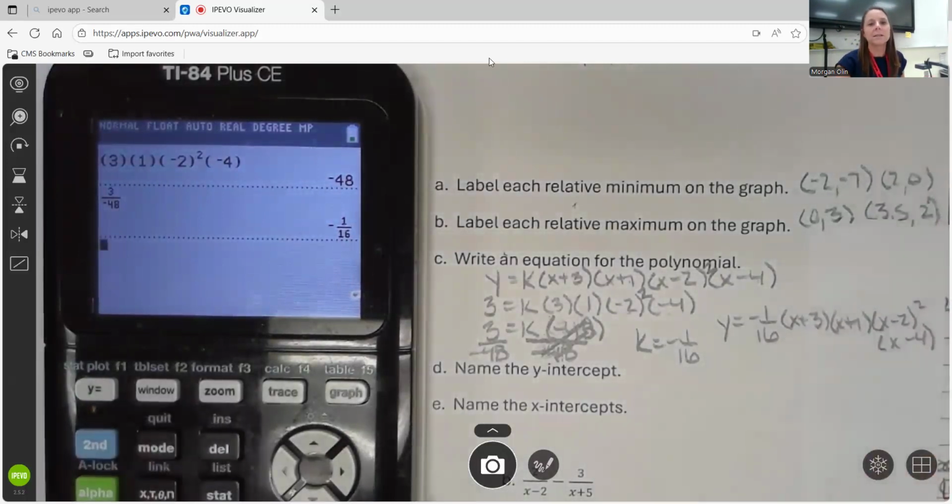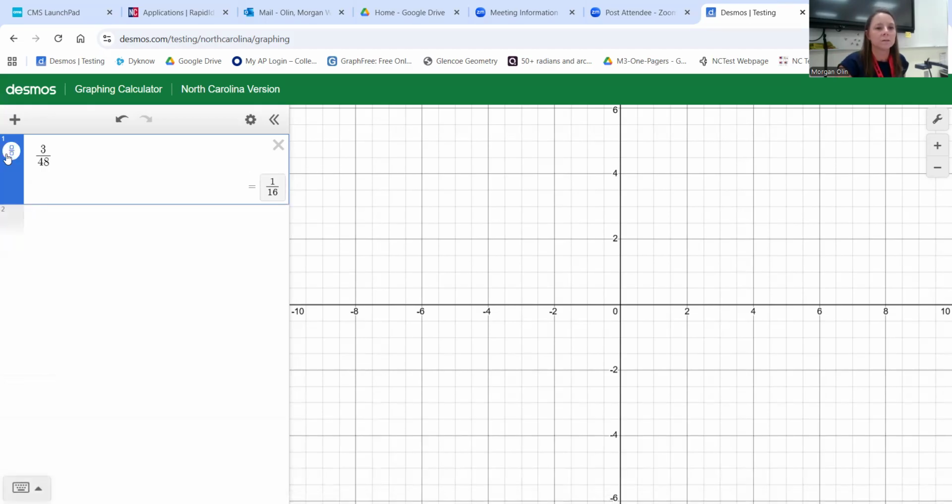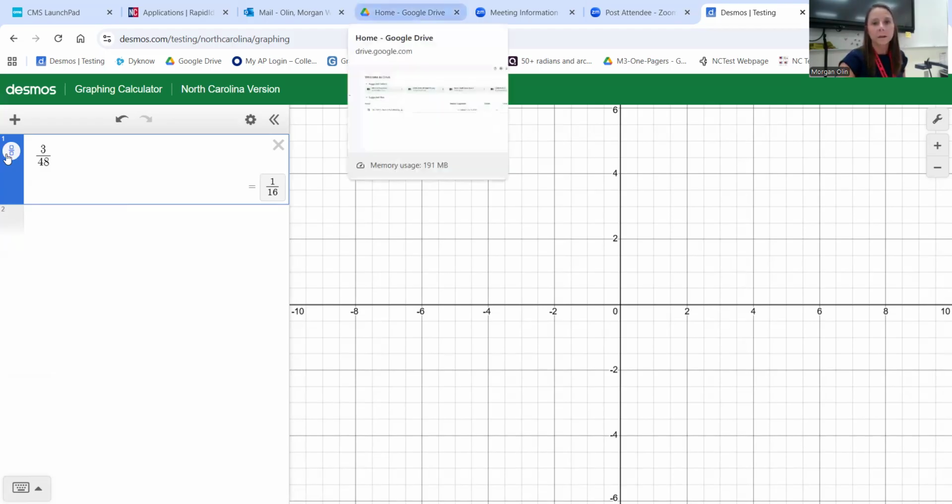Now, if you're using Desmos to actually simplify that right there, let's see. What we do is 3 divided by 48, and then you can hit this right here. Now, I know I didn't put the negative in there, but just realize it is negative. All right. Let's go back to our page.